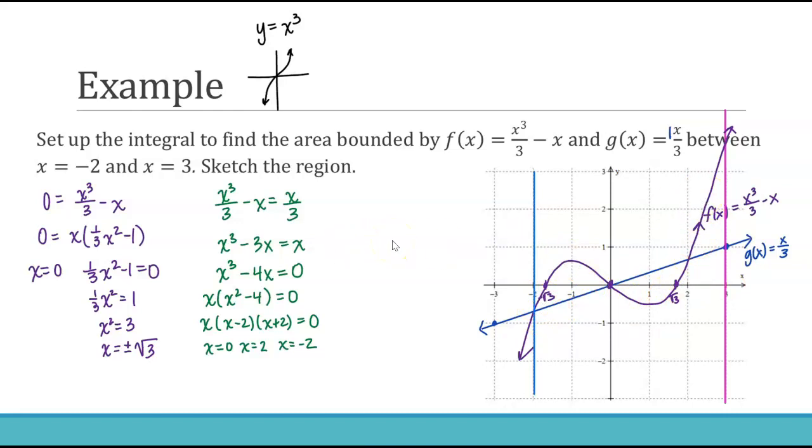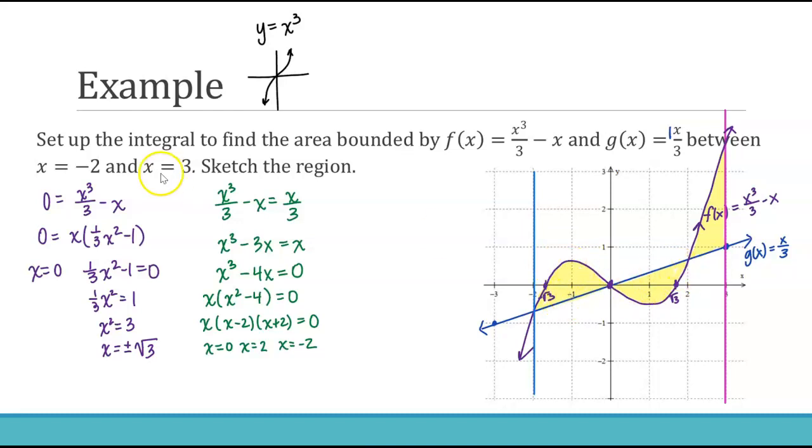So in order to really clearly see that, I'm going to shade the region that we're trying to find the area of. I'm trying to find the area trapped between these two curves and also bounded by the x equals negative 2 and x equals 3 lines. So we're actually trying to find the area of 3 different regions. And as I said, those regions have a different top and bottom, right? So it kind of flips back and forth.